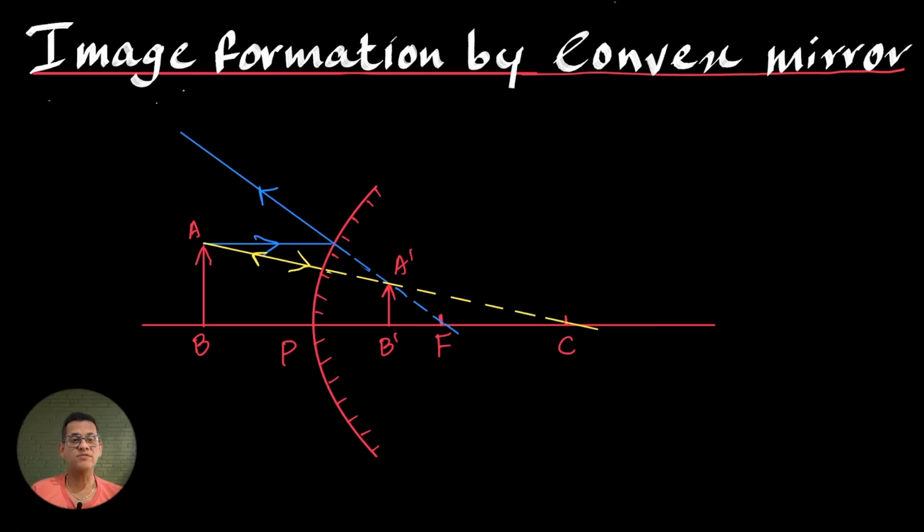So remember, convex mirror will always form a virtual, erect and diminished image, no matter what the position of that particular object is. This is because it is a diverging mirror. And when we see the uses of convex mirror, we'll understand why this particular property of convex mirror is useful to us in many cases.